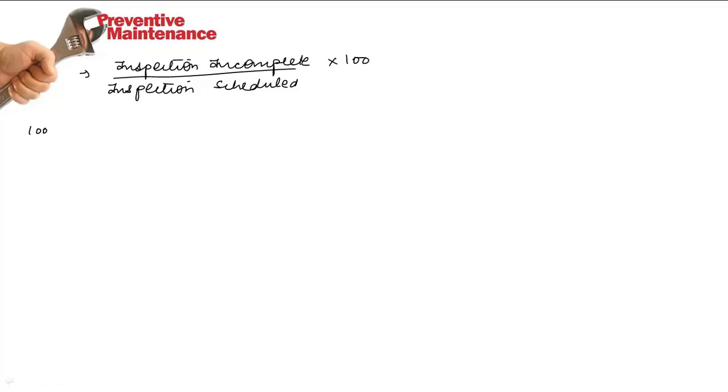Let us suppose you have scheduled 100 inspections. Out of this, only 90 are done and 10 are incomplete. So this is going to be 10 upon 100 into 100, which is 10%. For a good preventive maintenance, this should be less than 10% all the time. अगर आप चाहते हैं कि आपकी preventive maintenance अच्छी हो, so that should be less than 10%.